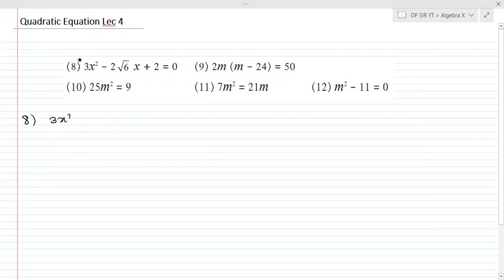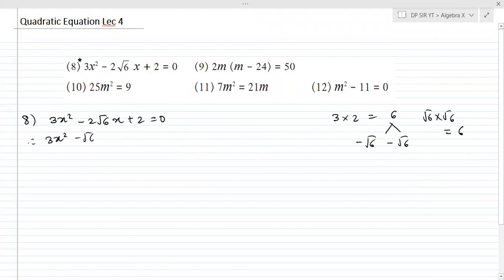So eighth question is 3x square minus 2 root 6x plus 2 is equal to 0. Now here I want 3 into 2, first term into constant, which is equal to 6. Here I want 2 root 6. So to get 6, I will multiply root 6 and root 6, so I will get 6, since root 6 into root 6 is equal to 6. And here I want 2 root 6, so if you add these you will get 2 root 6, but there is the condition that both should be minus. Therefore 3x square minus root 6x minus root 6x plus 2 is equal to 0.